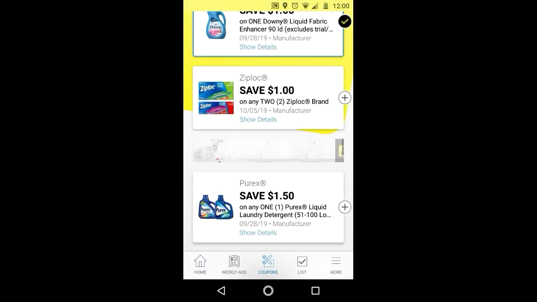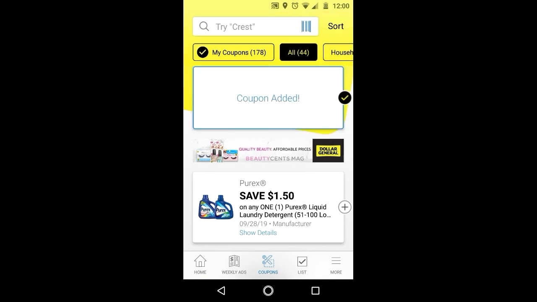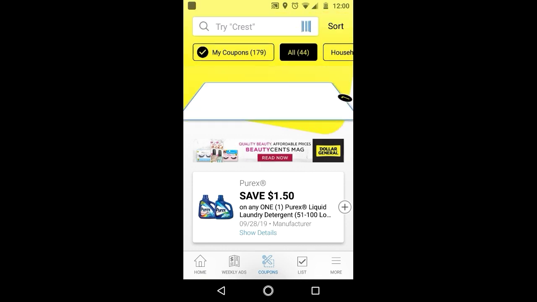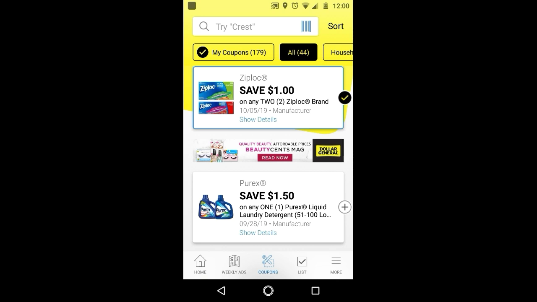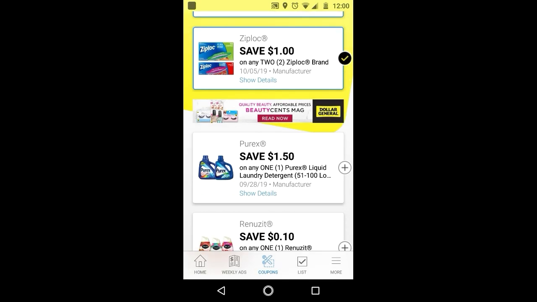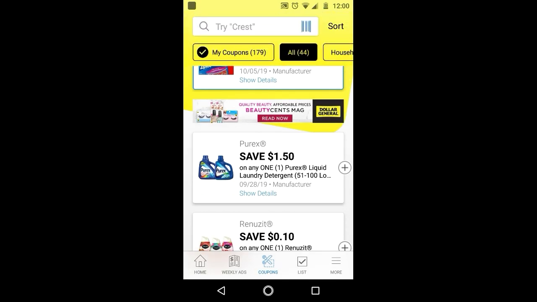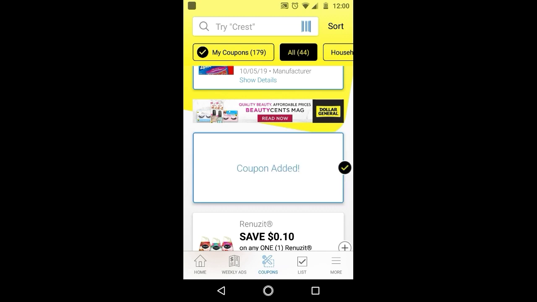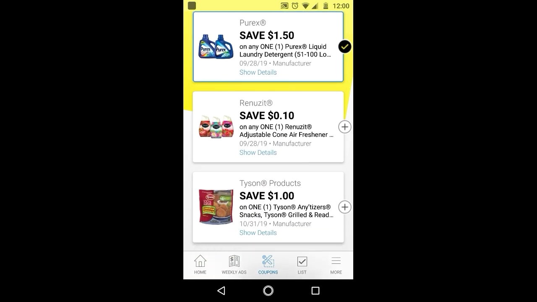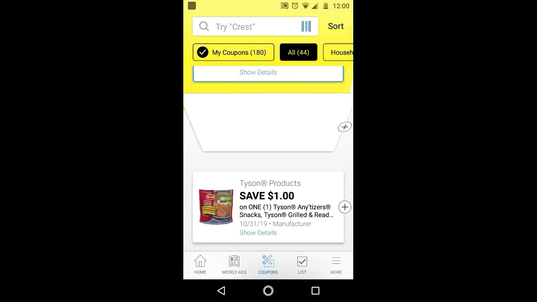The Ziploc $1 off 2, I'll clip that. Sorry about that. That was just a notification. Let's clip this $1 off 50 Purex. This is for the detergent, and the other one is just for the crystal. 10 cents off Renuzit.